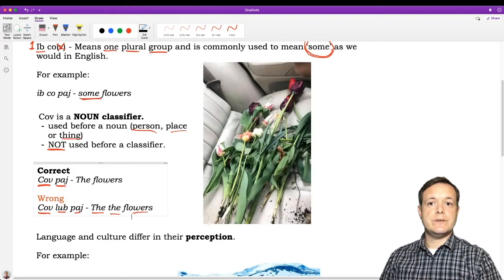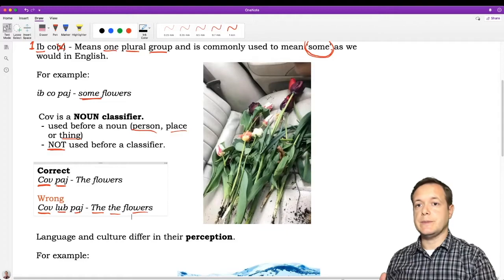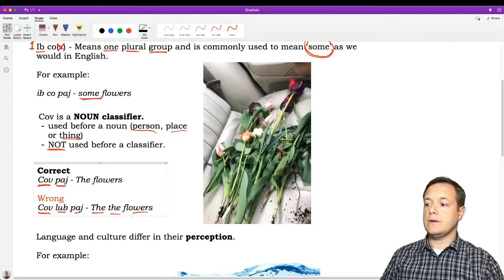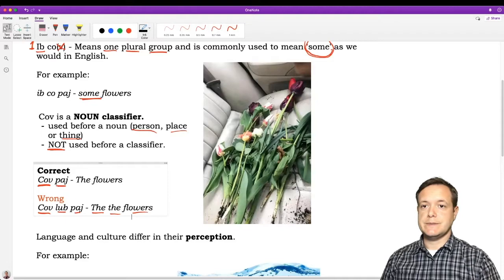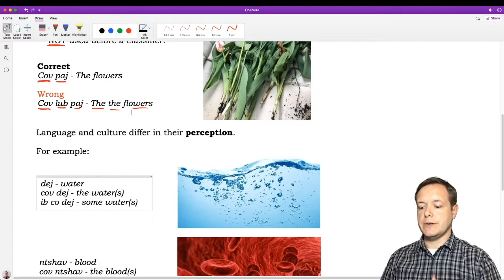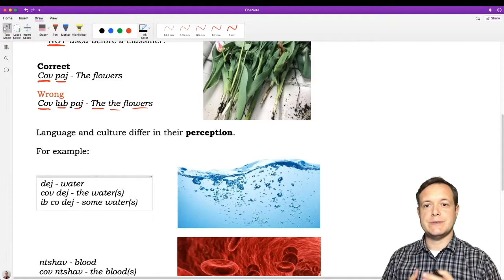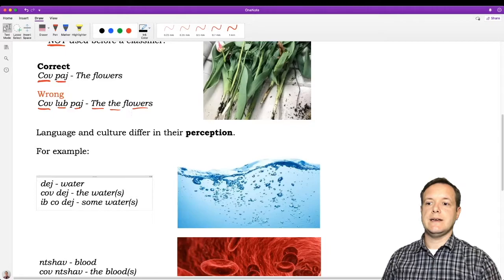But one thing that confuses people often, both Hmong people learning English and English speakers learning Hmong, is the concept of perception. You see, when we talk about water or blood or grass or some other things that can't necessarily be counted, it's kind of a matter of opinion as to whether it's plural or not. In English, you see a body of water. You don't say, hey, let's go jump in the waters, right? You say the water because we view it as a singular body. Whereas in Hmong, the Hmong language views it as plural.